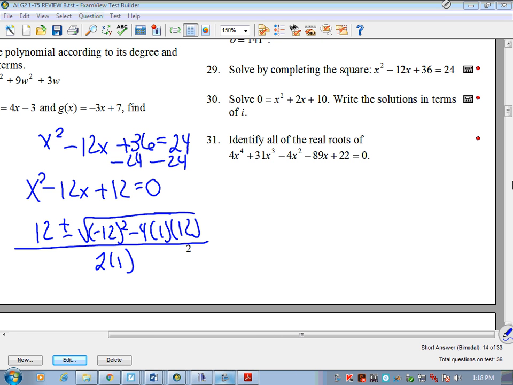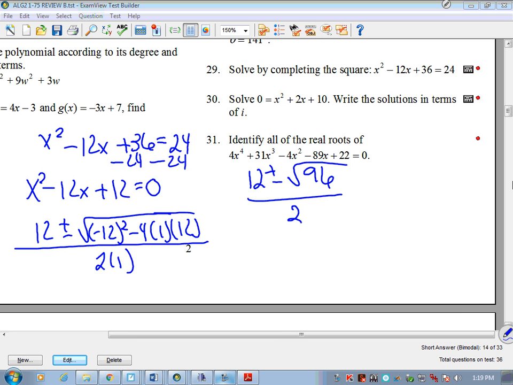So as I move it over here, we're getting 12 plus or minus. Negative 12 squared is 144. It's going to end up being 144 minus 48. Somebody find that number for me. 144 minus 48, 96. 96, right? 96 over 2. Square root of 96, I don't know if that's a perfect square or not.